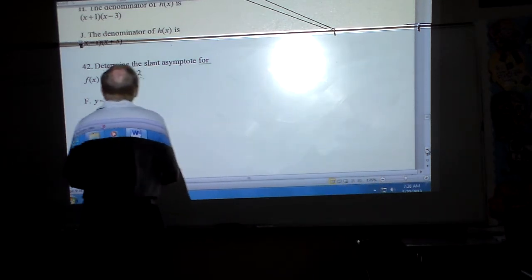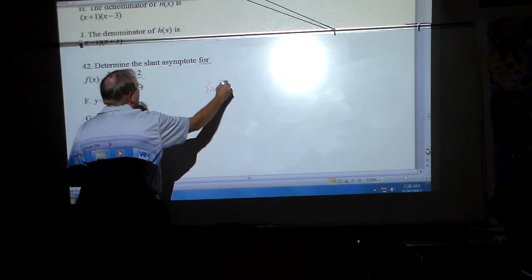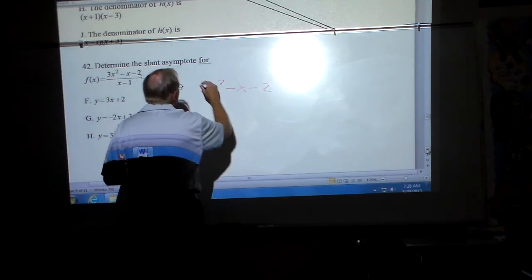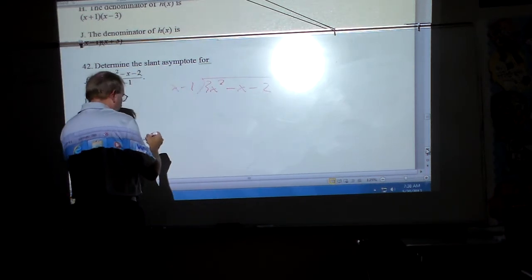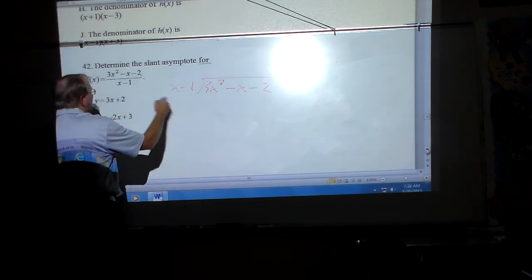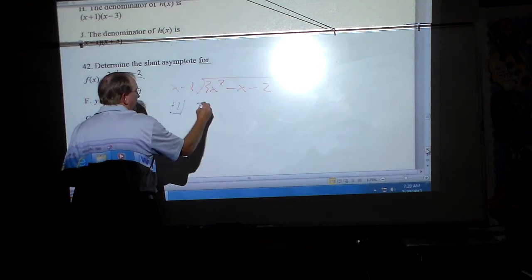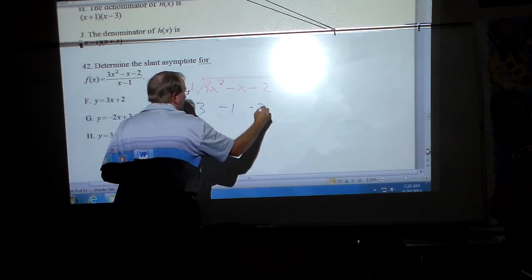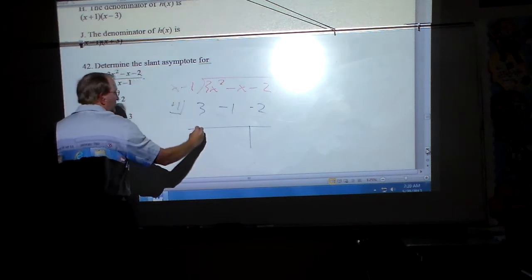All right, here's how you find the slant asymptote. 3x squared minus x minus 2, simply divided by x minus 1. Now you can divide it that way, or I personally prefer to use synthetic division. If that's a -1, I'm going to put a +1 in my box here. I have a 3, a -1, and a -2. Right here. Bring down your 3.